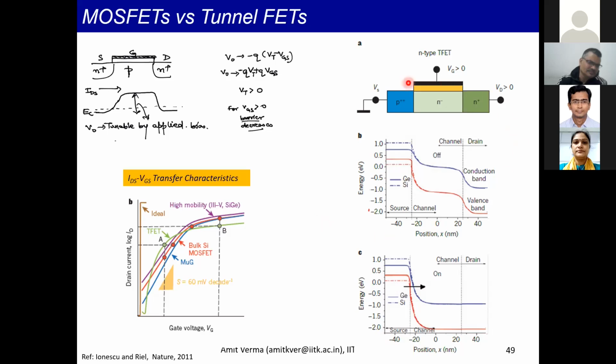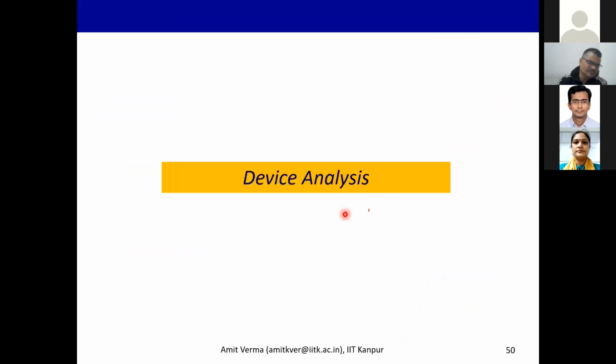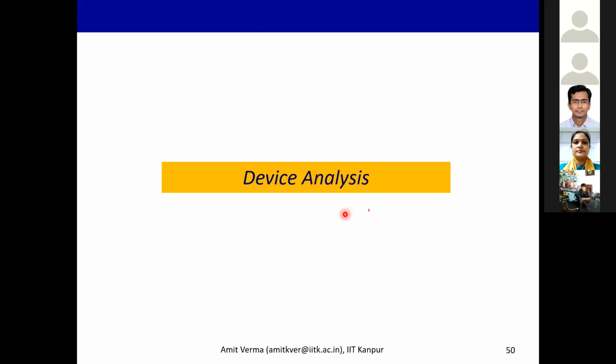So another approach which people have proposed is what's known as a tunneling FET, in which the electrons don't go over the barrier, but directly tunnel from the valence band into the conduction band, and we can switch on and off by changing the barrier width. All right, so this is all about transport.